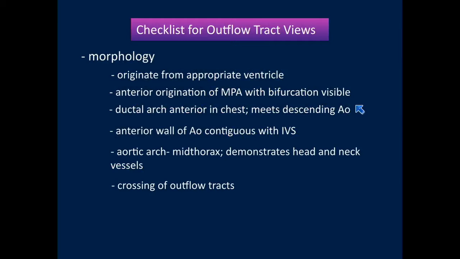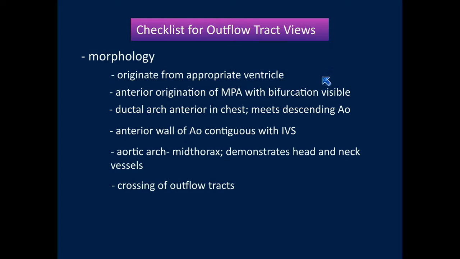All right, so checklist for interpretation of the outflow tract views. Morphology is important to prove that they originate from the appropriate ventricle. So this can get a little bit tricky with certain other abnormalities that we're going to talk about much later, like congenitally corrected transposition. But the vessel that you want to see arise from the right ventricle should bifurcate/trifurcate, depending on your terminology. The anterior origination of the MPA with bifurcation should be visible.